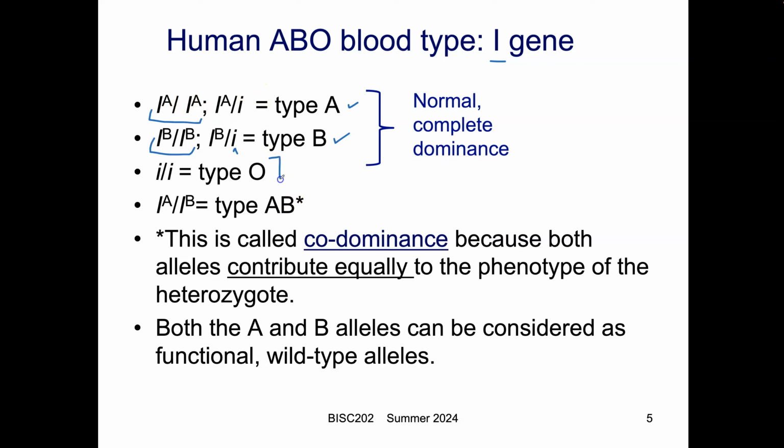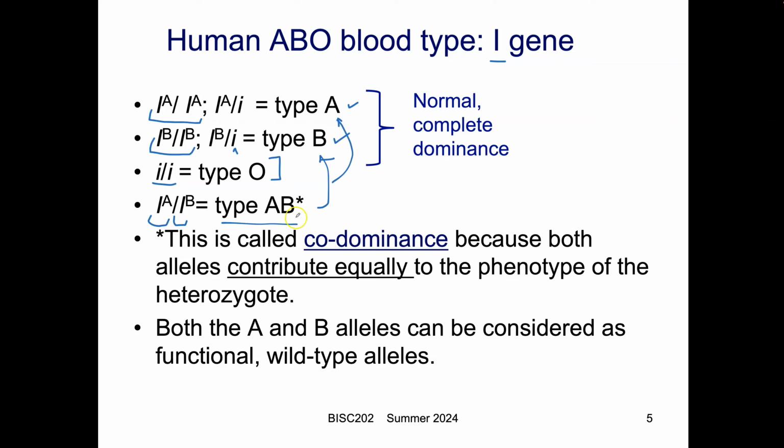If you're homozygous for the recessive allele, little i, you have type O blood. And I'll explain the molecular side of this in a minute. But if you have 1 A allele and 1 B allele, you have type AB. And this is called codominance because each of these alleles is contributing something to the phenotype, and it can be distinguished from either of these 2 parents.